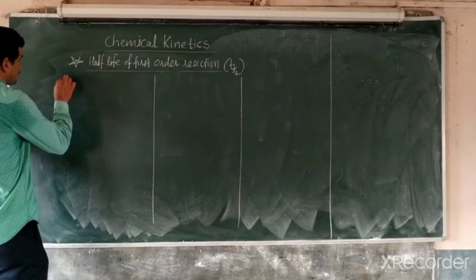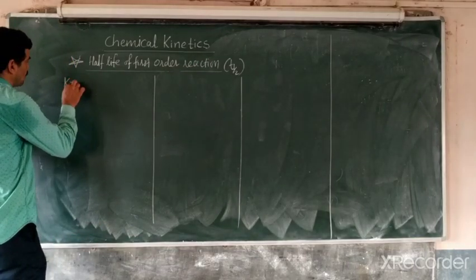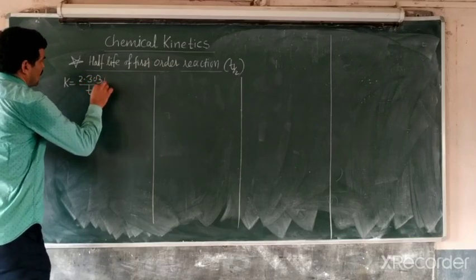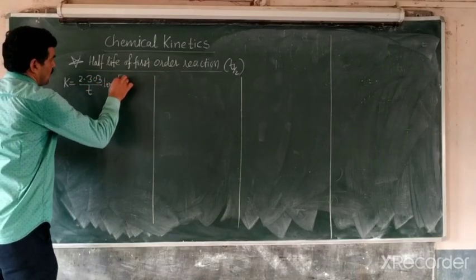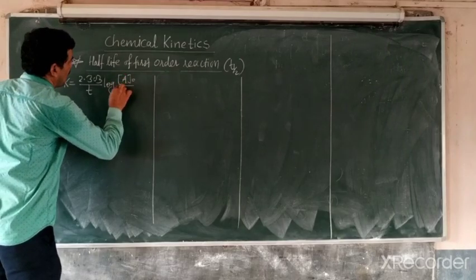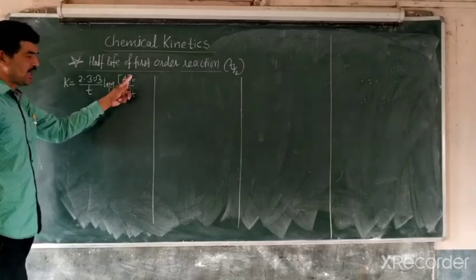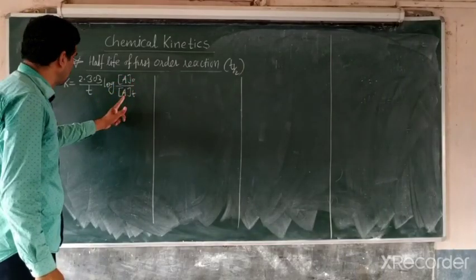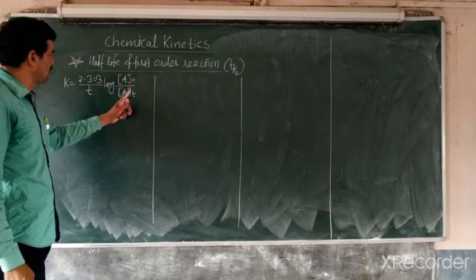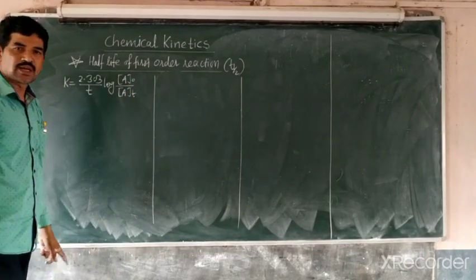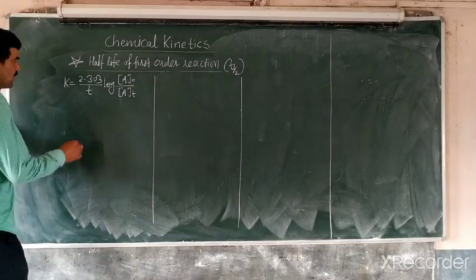For the first order reaction, the integrated rate equation is K equal to 2.303 by T log of A0 by AT. Here A0 is the initial concentration of the reactant, AT is the concentration of the reactant after time T, and K is the rate constant of the first order reaction.